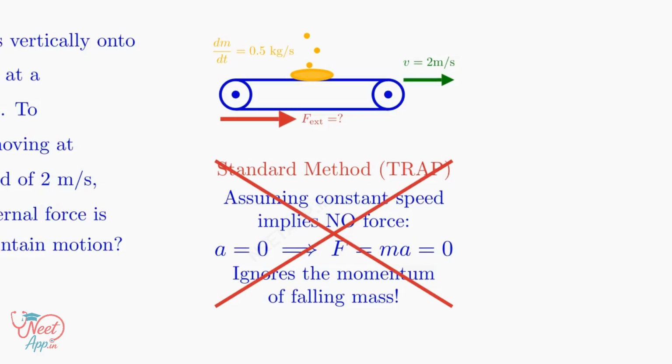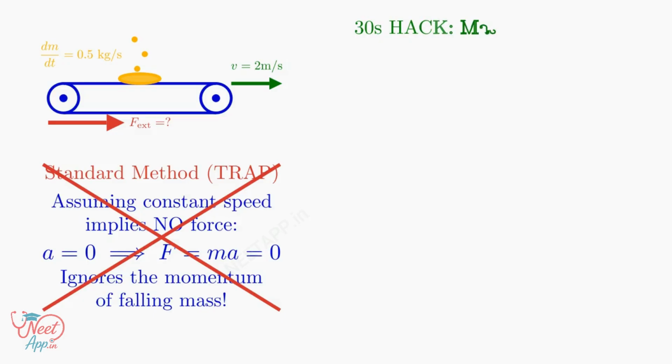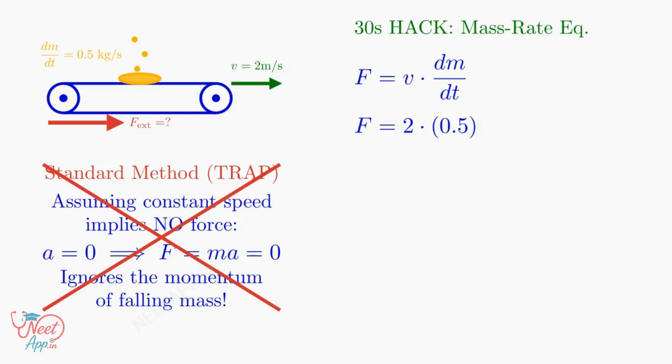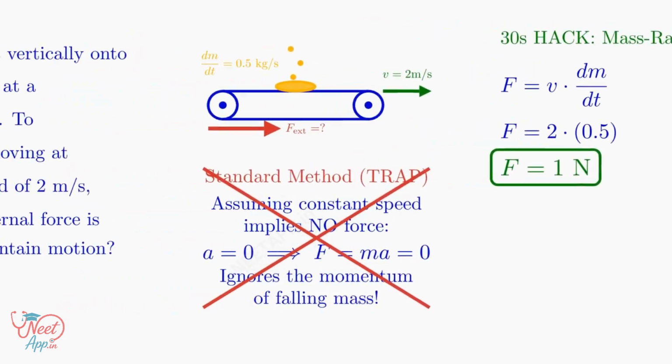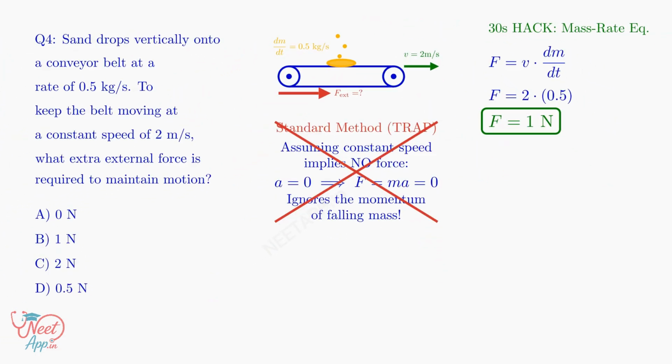Here is your 30-second mass rate formula. When speed is constant but mass is changing, force is simply the velocity multiplied by the rate of mass change. Let's calculate. Force equals 2 meters per second times the mass rate of 0.5. 2 times half instantly gives us exactly 1 newton. Option B is correct. Never fall for the zero acceleration trap when mass is dropping. Multiply v by dm by dt and move on.